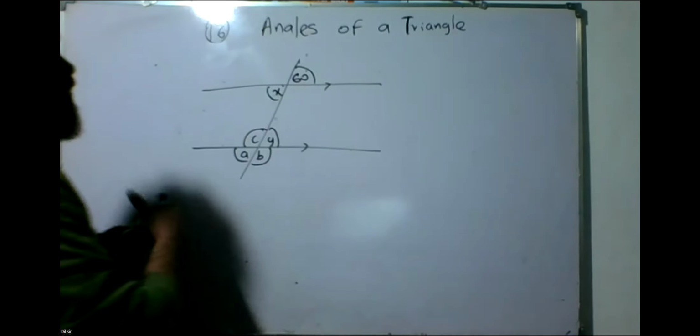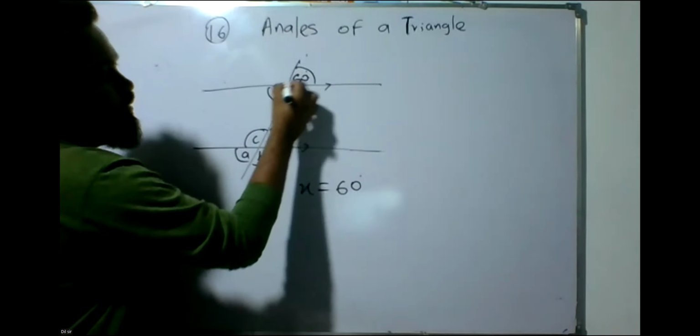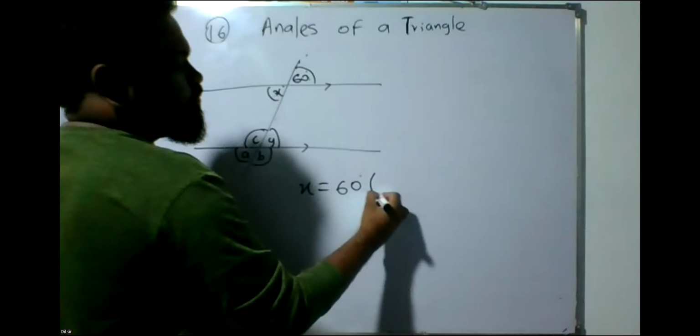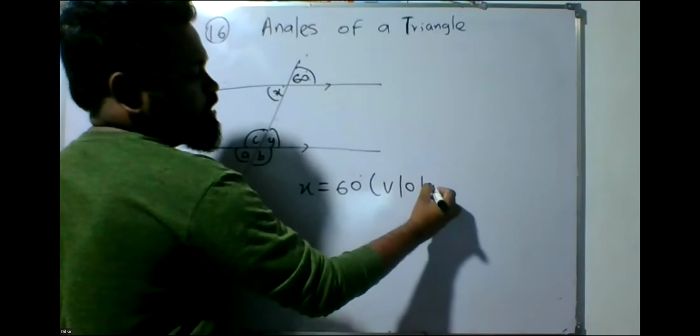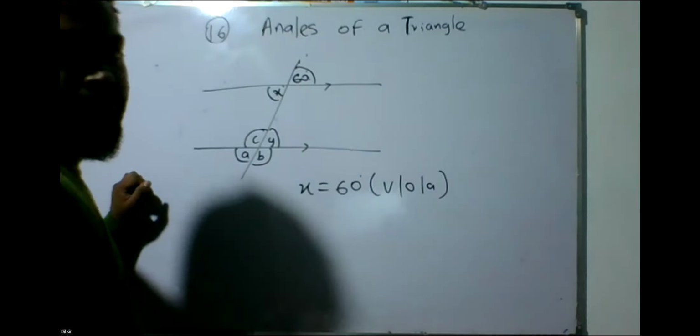Right, very simple. X equals 60. Why is that? They are vertically opposite angles. No, it is the reason. Vertically opposite angles.